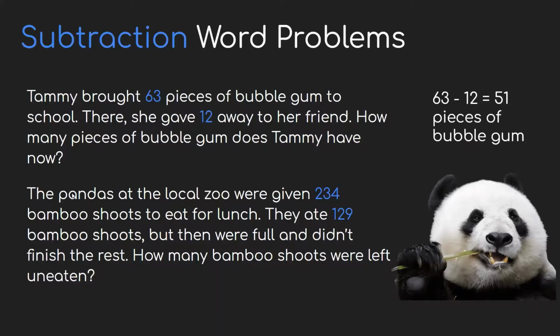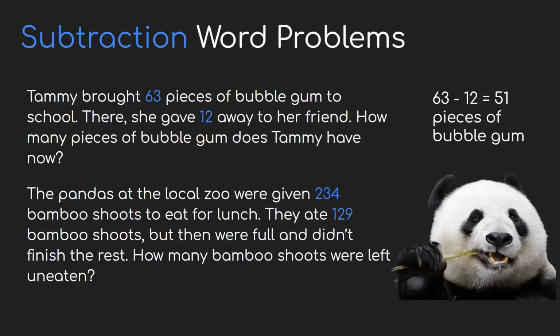The next problem is, the pandas at the local zoo were given 234 bamboo shoots to eat for lunch. They ate 129 bamboo shoots, but then were full and didn't want to finish the rest. How many bamboo shoots were left uneaten? Try to do this problem on your own.